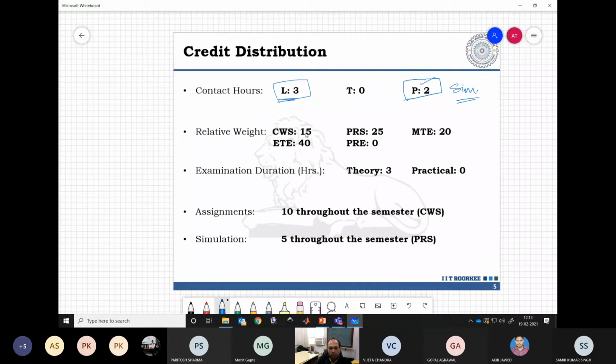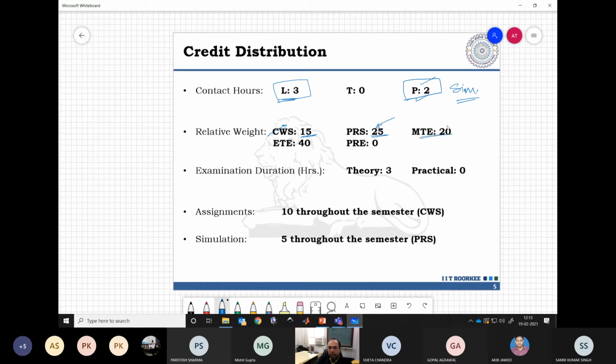Now the marks distribution. For all the class assignments and other items, let's say quiz sessions, there will be a weightage of 15 marks. And then we have some weightage for the practical assignments and practical reports, which you will prepare on the basis of the simulations. That has a weightage of 25 marks.